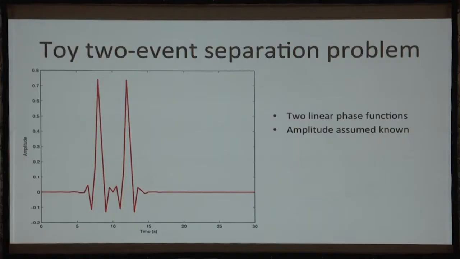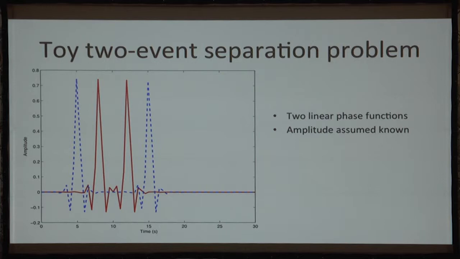To illustrate that, I'm going to show you a very simple toy two-event separation problem. So what you are seeing here are two linear phase functions, and we assume the amplitude is known because that's the linear part. And the two blue arrivals are the initial solution. And you can see that the initial solution is cycle skipped with the true solution.